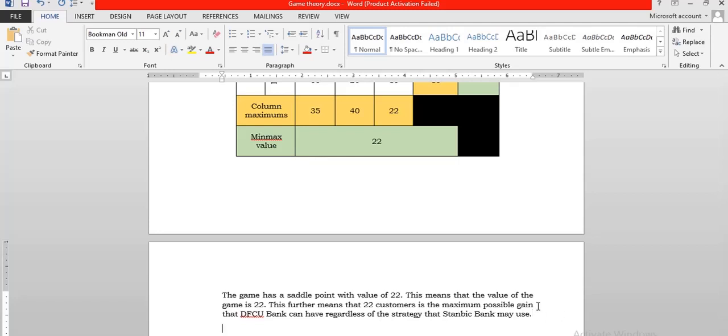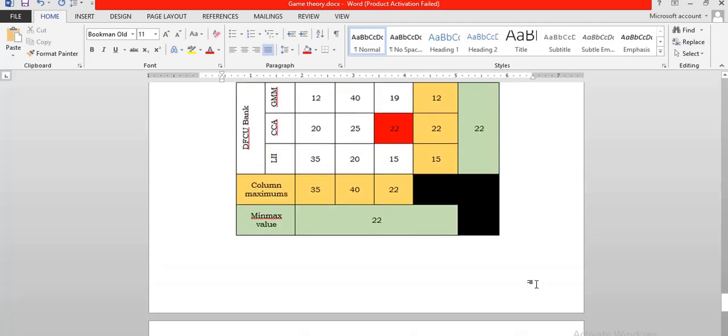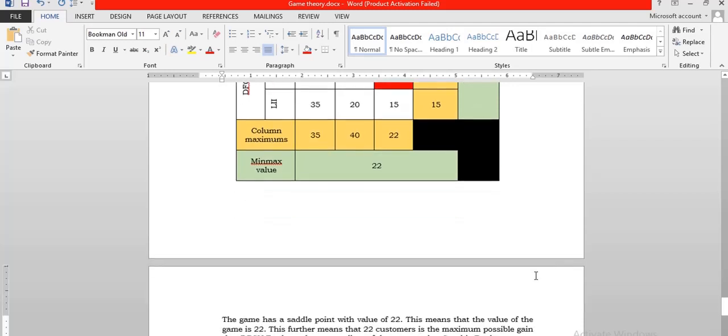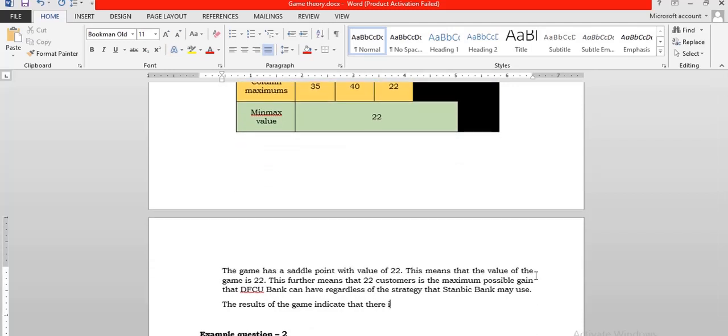Okay, so we should also go on to say that the results of the game indicate that there is an existence of a pure strategy for both banks.